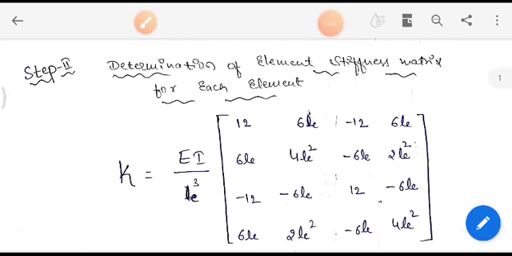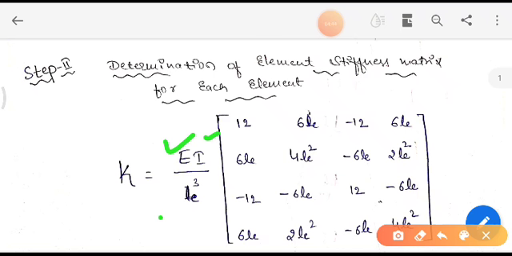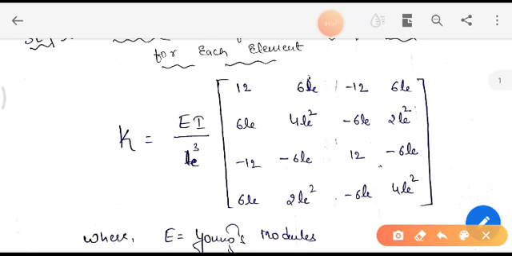Once we do that, the next step is to determine the element stiffness matrix. The element stiffness matrix for the beam element is given by E I divided by L cube. L is the length of the element, E is the Young's modulus, I is the moment of inertia, and these are the elements in the matrix: 12, 6 Le, 6 Le, where Le is the length of the element, minus 12, 6 Le.